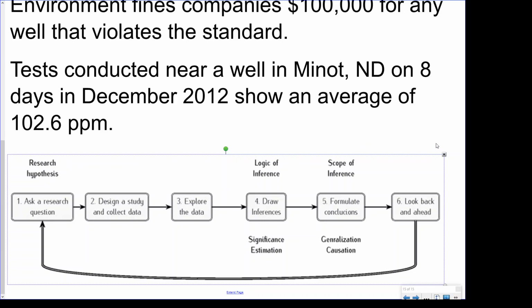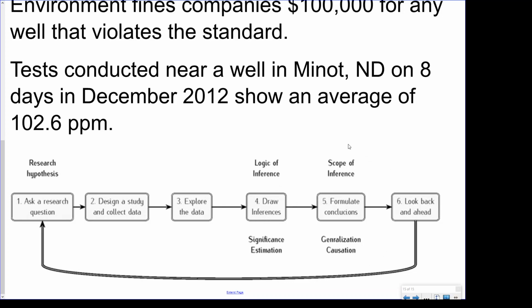So, does that mean that this well is polluting? Well, I didn't give you 8 numbers. It could be that 7 of the numbers are low and 1 of the numbers is way high, and it just pulls up the average. Does that mean the well is polluting consistently? Well, not consistently. So, as far as significance, we don't know that yet. We will.